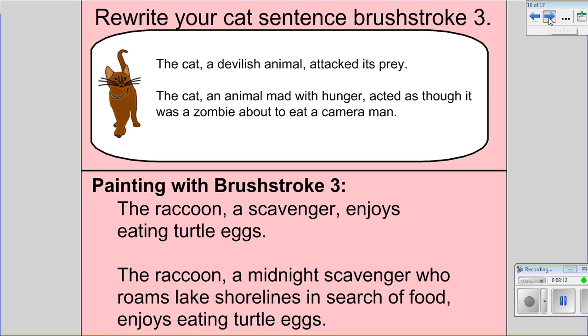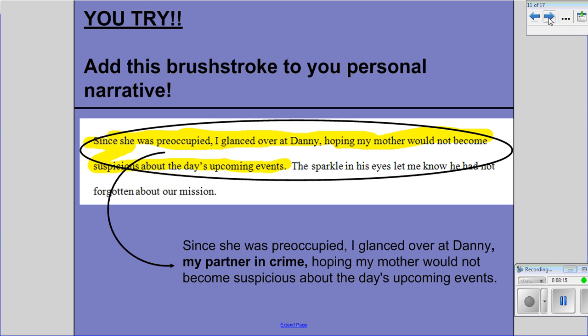All right, now I'd like for you to go to your personal narrative and add appositives into yours. Here you'll notice where I added my appositive. I wrote, since she was preoccupied, I glanced over at Danny, hoping my mother would not become suspicious about the day's upcoming events. So I added my appositive and I wrote, since she was preoccupied, I glanced over at Danny, my partner in crime, hoping my mother would not become suspicious about the day's upcoming events. So now go to your personal narrative and try to add as many appositives as you can, again making sure that you're putting commas around your appositive.